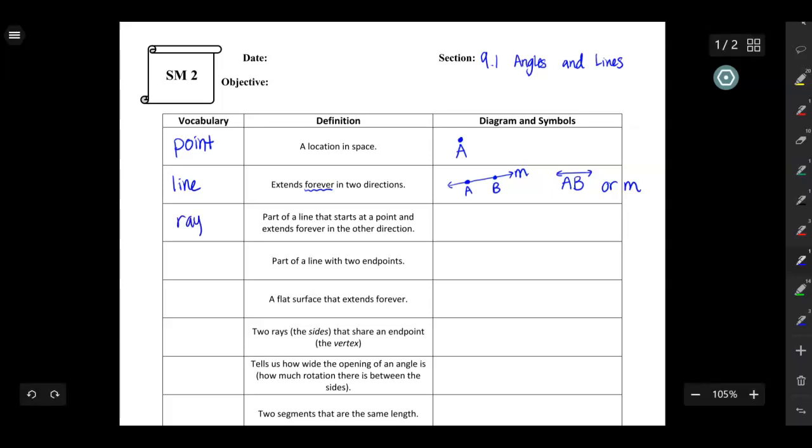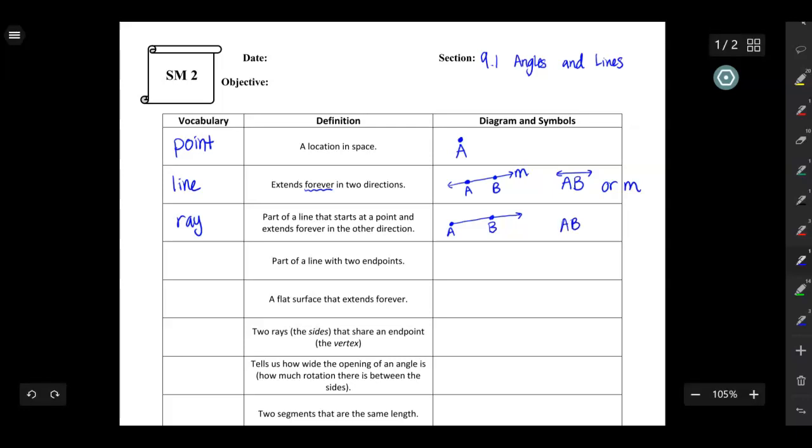The next vocab word is ray. A ray is part of a line that starts at a point and goes forever in the other direction. So you can think of it as half of a line. So it would be like starting here at point A and then going forever. We're going to throw another point B on here too so that we can name the ray. So if I want to name the ray, I'm going to name it AB.